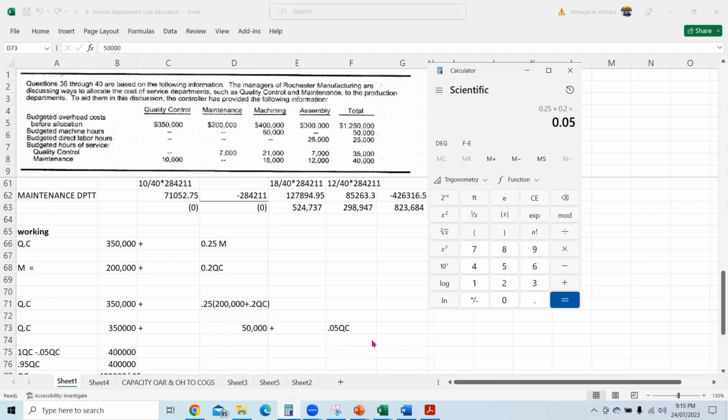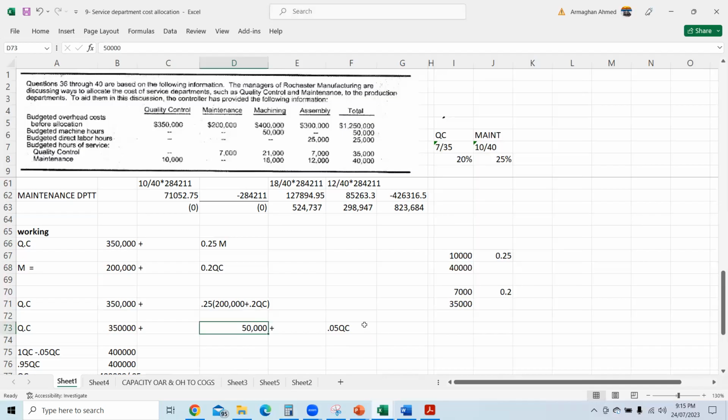0.05 QC, agree? Because QC was there, I put in QC. So are people understanding? Yes. So we got it that QC was equal to 350 plus 0.25 M. At the place of M we have written 200,000 plus 0.2 QC.